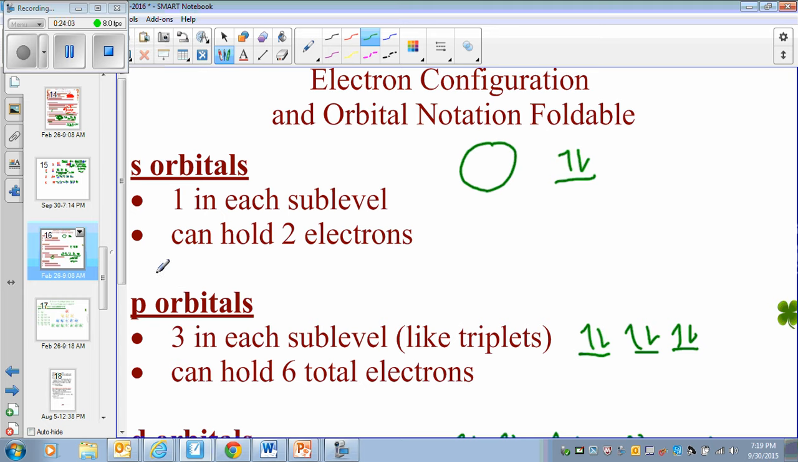You need to complete some practice questions, and you need to complete some notes, your foldables on your worksheets. And then I will do one more video to do some practice of electronic configuration. All right, everybody.